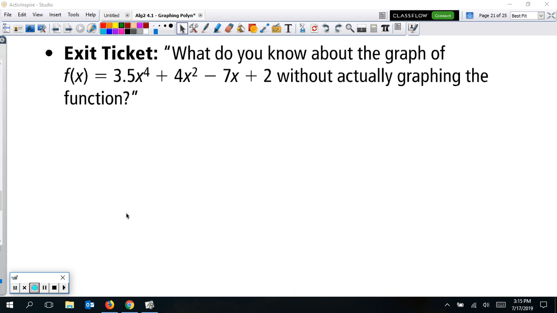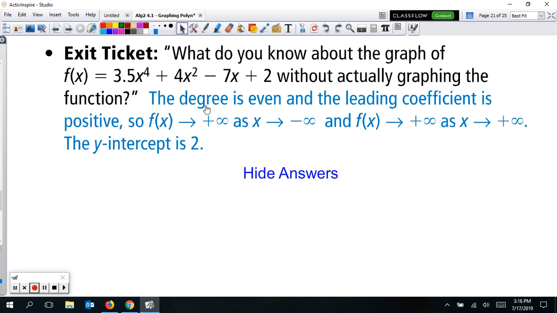Okay, so you should have written down as much as you know about this graph. I'm just going to show you what you should have written down, see if you included some of this stuff here. So what you could have written down is that the degree of this function is an even degree. That's 4 there. The leading coefficient is positive, as that's a positive 3.5. The end behavior, because of that: f of x approaches positive infinity as x approaches negative infinity, because we know it's going to be even and positive. They're both opening up. So that would be like in quadrant 2, when x is negative but y is positive. And then positive, positive also. f of x approaches positive infinity as x approaches positive infinity. That's because it's positive, positive.